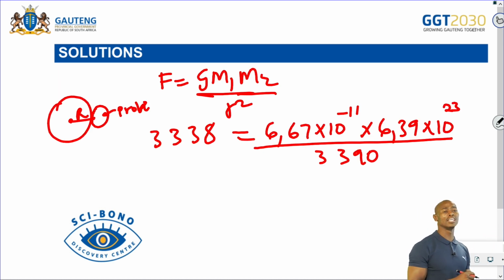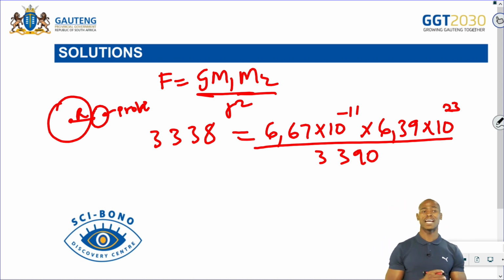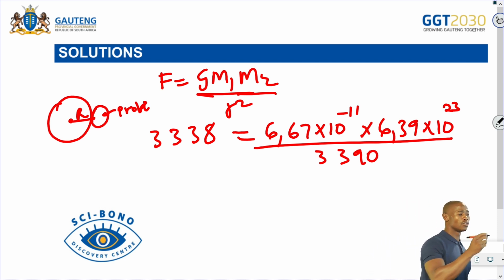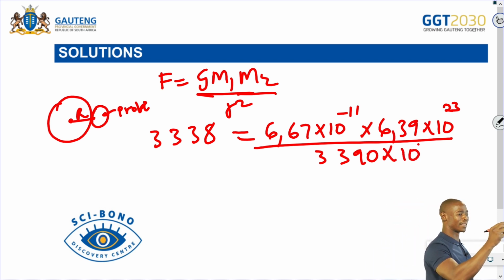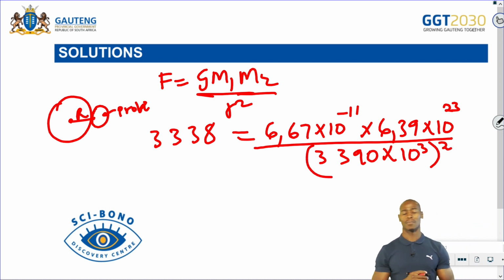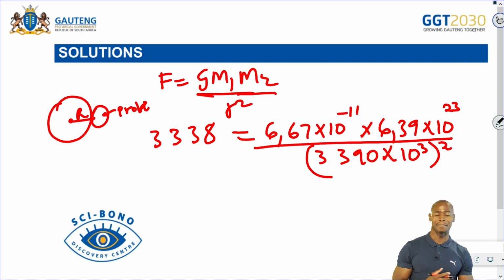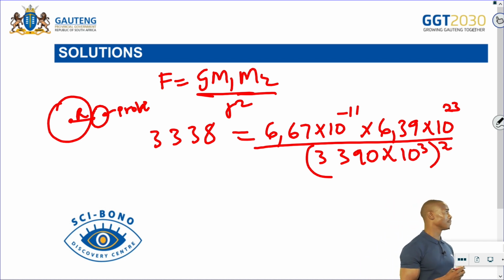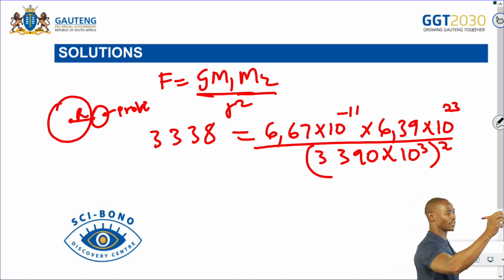3,390 kilometers. Remember, when it comes to this equation, we need R in meters, not in kilometers. So it will be 3,390 times 10 to the power 3, all squared. Why times 10 to the power 3? We are converting from kilometers to meters, so we have to multiply by 1,000.